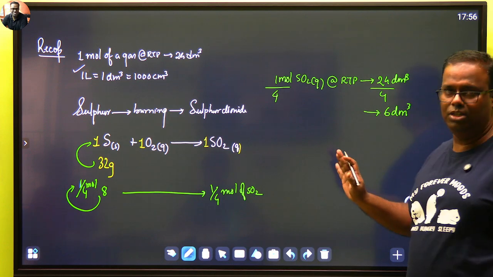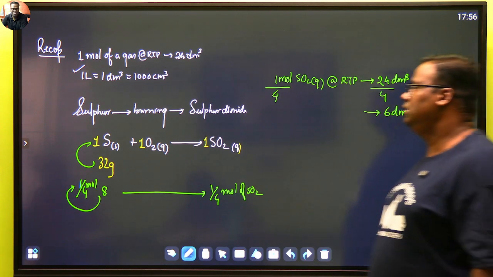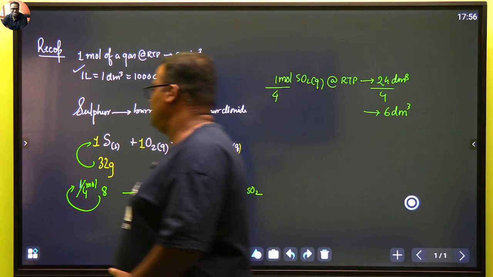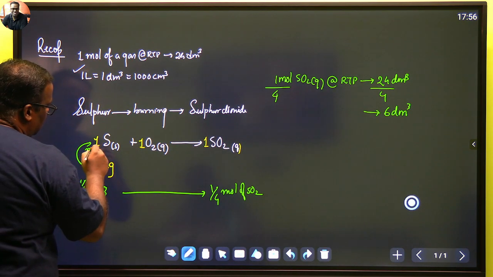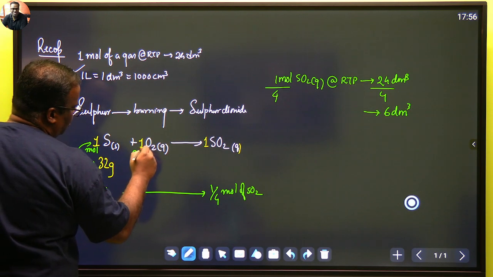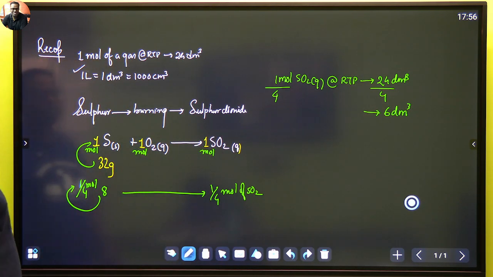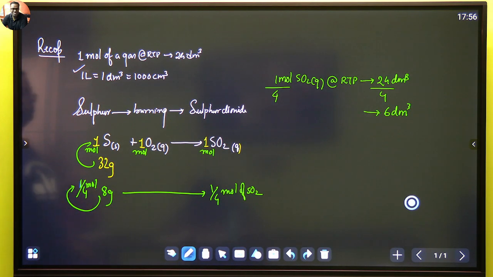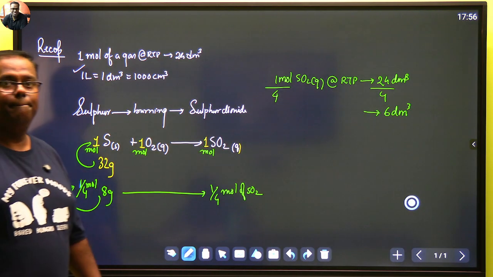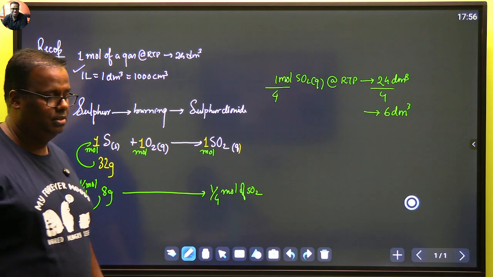Is this problem understood? First of all, see whether you have understood or not. You try to do it on your own, Akbar, using the unitary method. 32 grams of sulfur: 1 mole reacts with 1 mole to give you 1 mole. So 32 grams correspond to 1 mole. So 8 grams will correspond to 1/4 mole. Is this clear, Nidhi? Right.